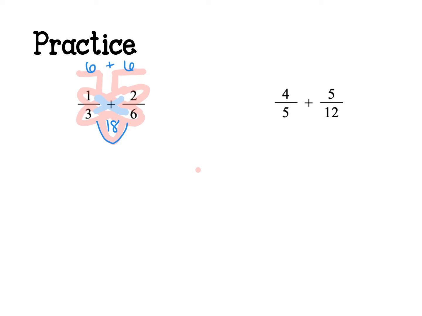I'm going to add the top numbers. So 6 plus 6 equals 12. So my answer is 12 over 18, or any other fraction that is equivalent to 12 over 18. So for example, 24 over 36 would work. 6 over 9 would also work.